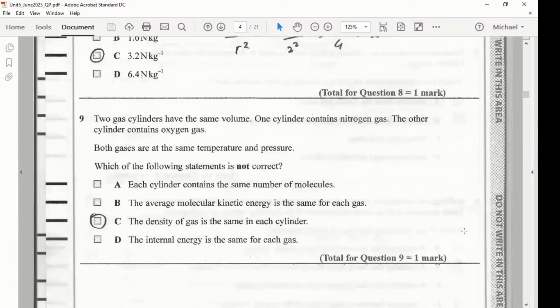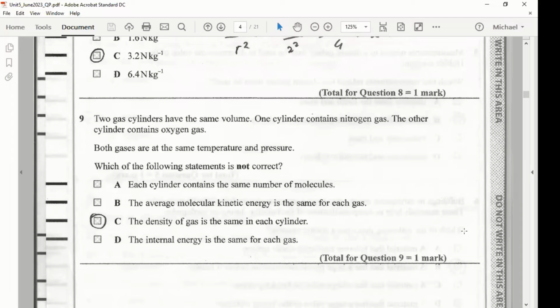Question 9. 2 gas cylinders have the same volume. One cylinder contains nitrogen gas. The other cylinder contains oxygen gas. Both gases are at the same temperature and pressure. So if they've got the same volume, the same temperature, and the same pressure, PV on one side must be the same, because pressure times volume is constant.